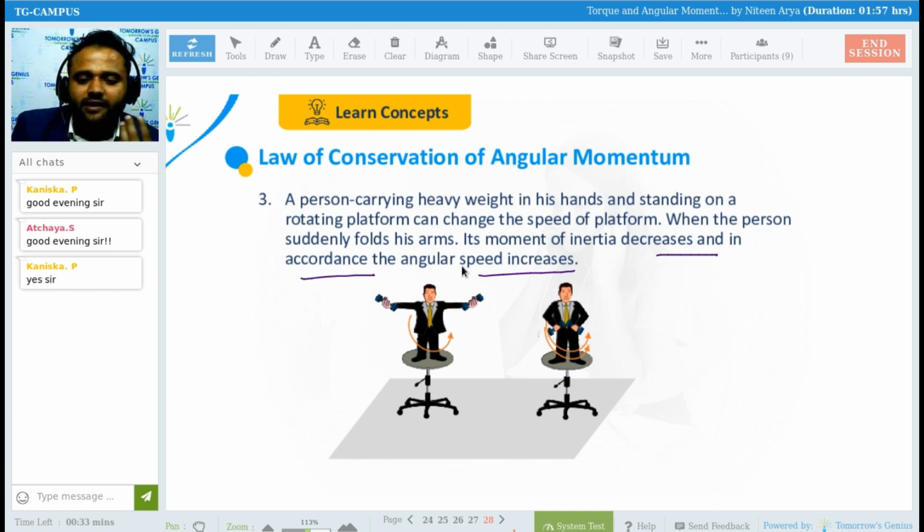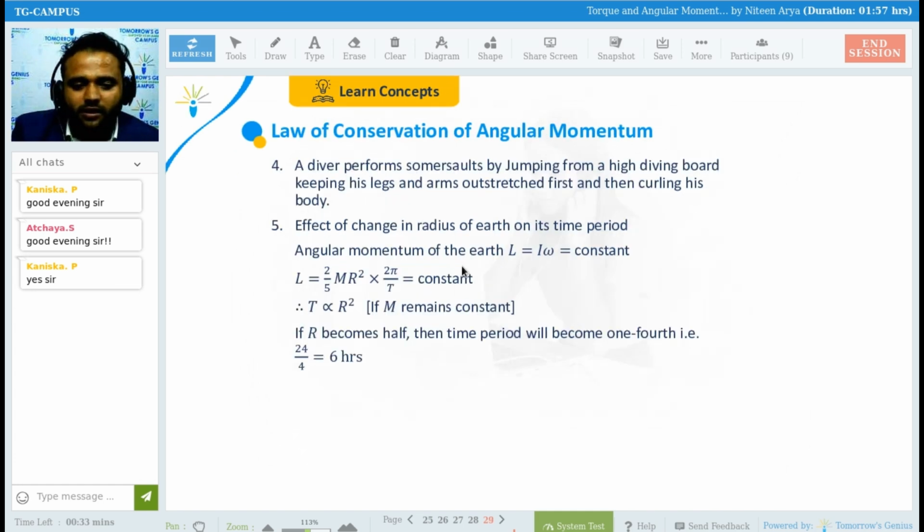Okay, so these are basically day-to-day life examples, at least this one, not the sun and everything, even the sun and everything, but we cannot see. So just the last slide, and then we are going to change the question. A diver performs a somersault by jumping from a high diving board, keeping his legs and arms outstretched first, and then curling his body, using the law of conservation of momentum. So just basically conserve the angular momentum, so the torque is going to be 0.